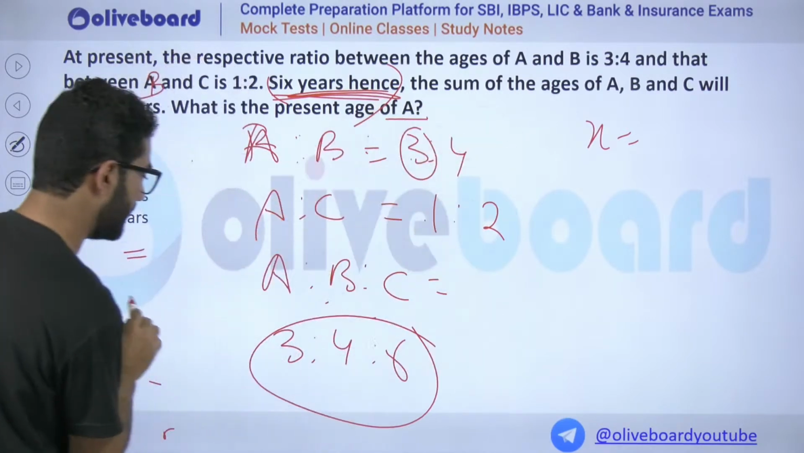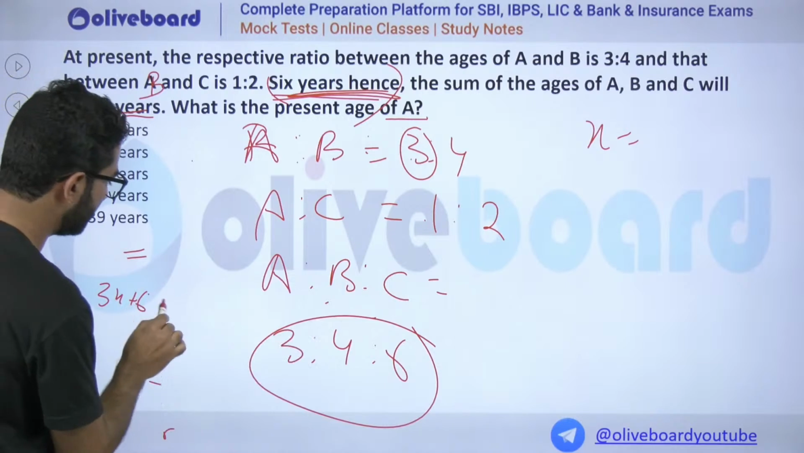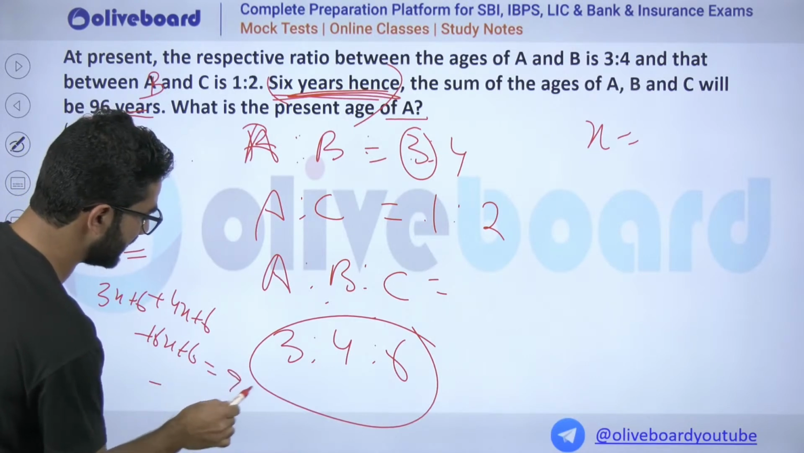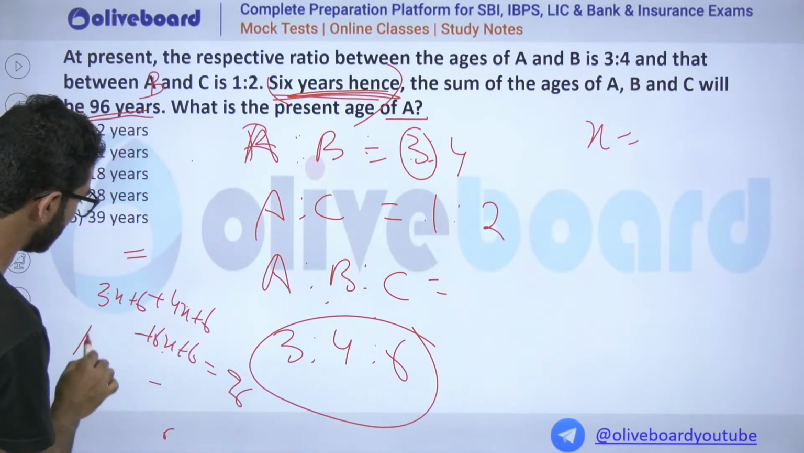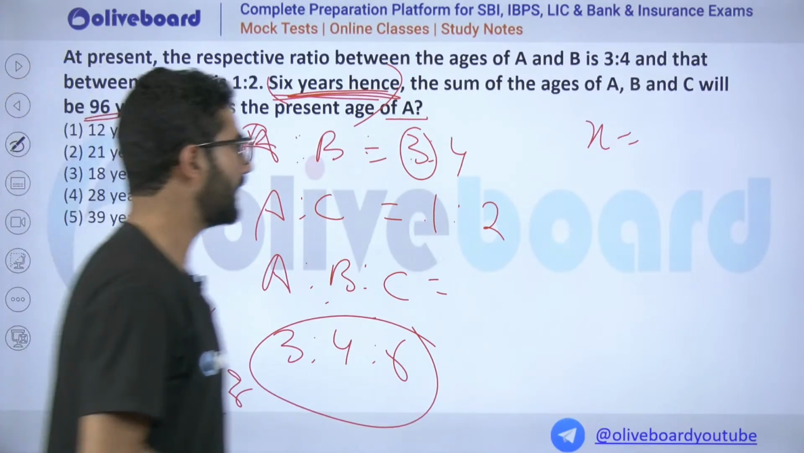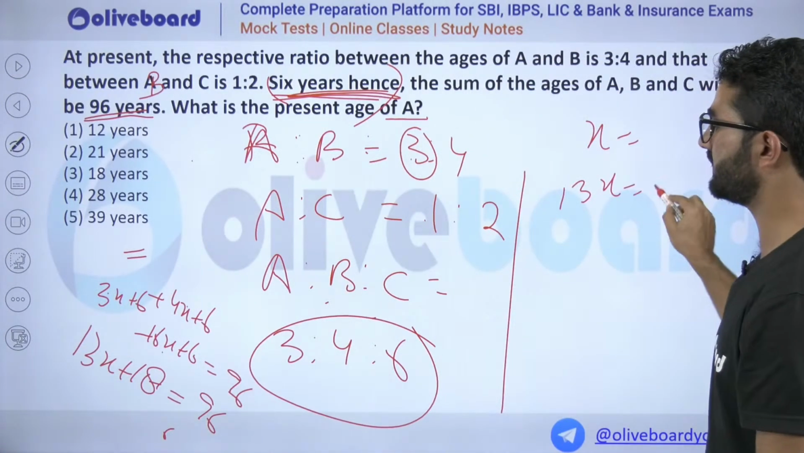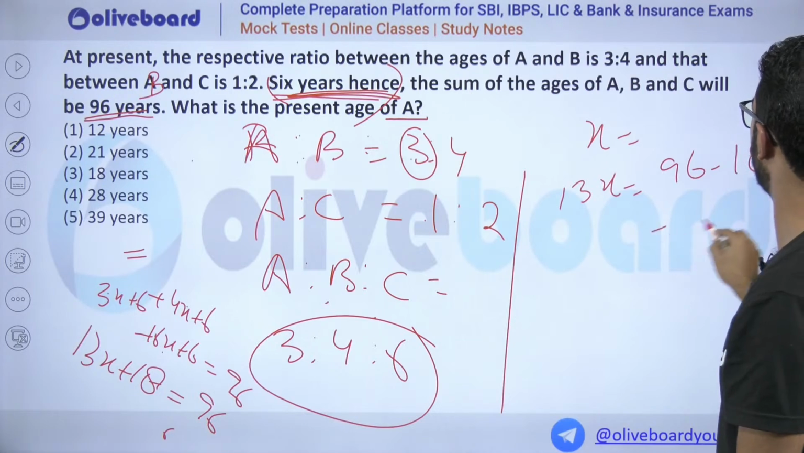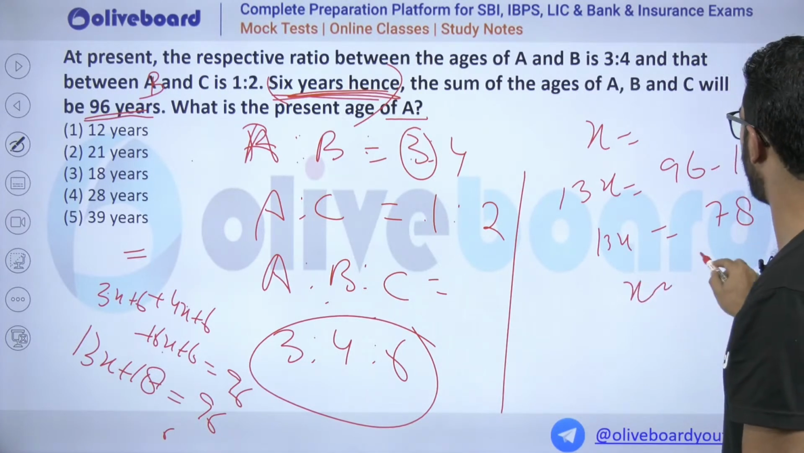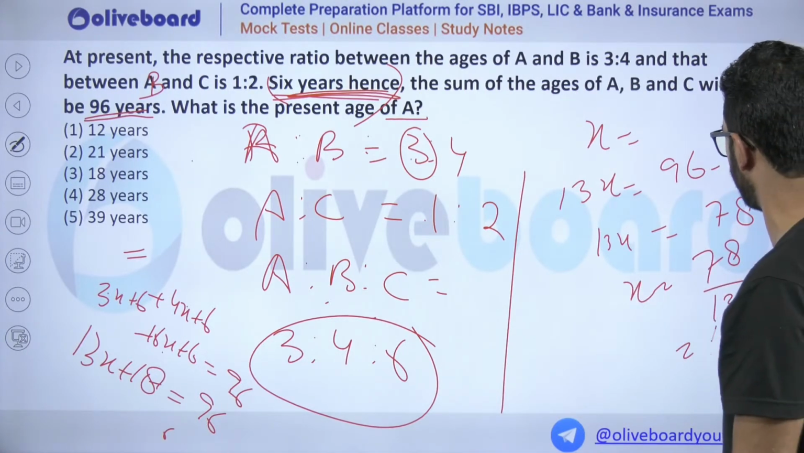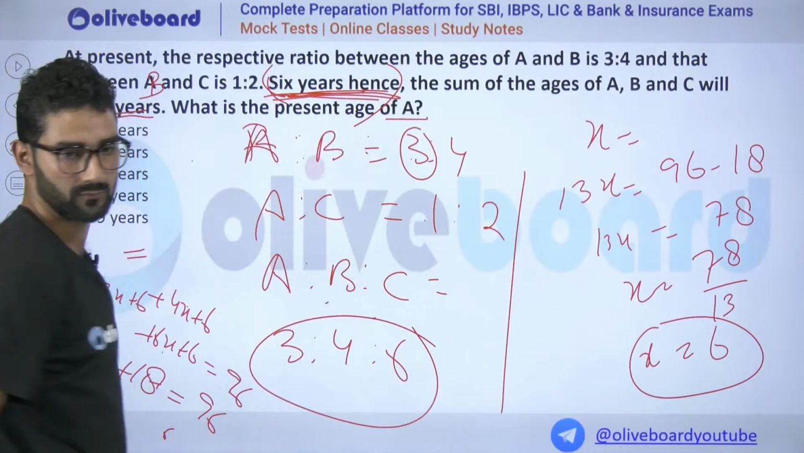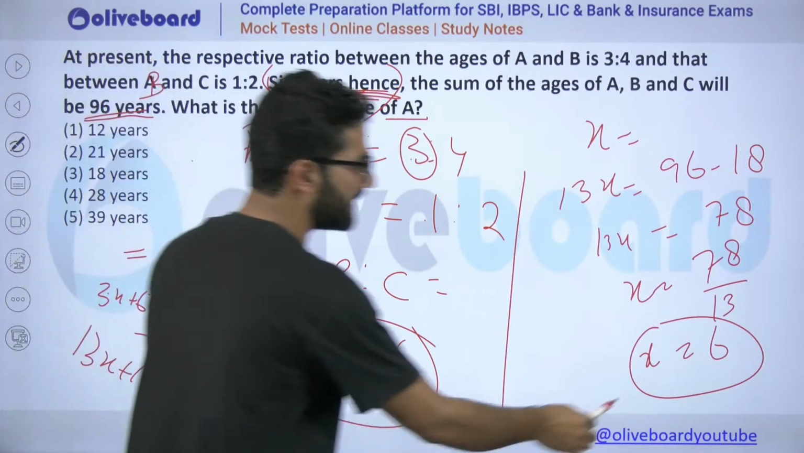This will be 3x plus 6, plus 4x plus 6, plus 6x plus 6, that is nothing but 96. So 3x, 4x and 6x, it will be 13x plus 18, that is given as 96. What will be the value of 13x? 13x is 96 minus 18, so it will be 78. What could be the value of x? That is 78 upon 13, it is nothing but 6. So you got the value of x as 6. There is one statement that I was missing.